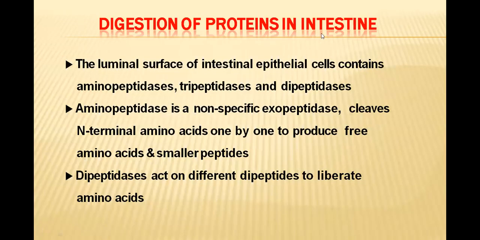So, digestion of proteins in the intestine. The luminal surface of intestinal epithelial cells will contain aminopeptidases, tripeptidases, and dipeptidases enzymes. So aminopeptidases are non-specific exopeptidases. That means they are not specific to any amino acids. They can cleave any type of amino acid. And mostly they cleave the N-terminal amino acids one by one to produce free amino acids and smaller peptides. And dipeptidases act on different dipeptides to liberate amino acids.